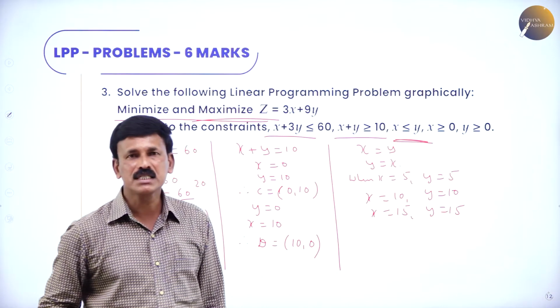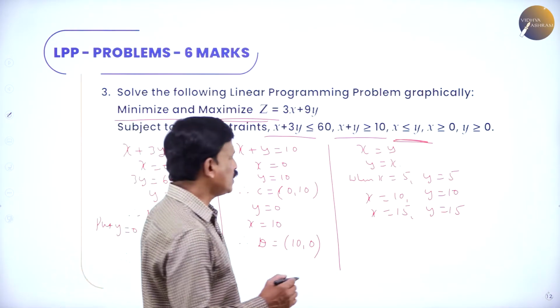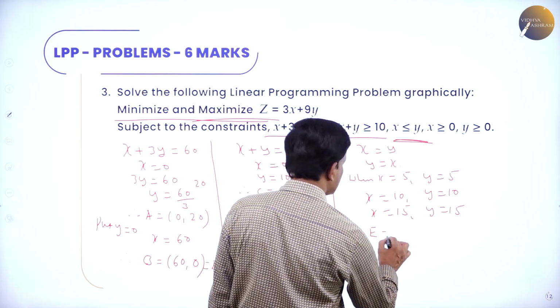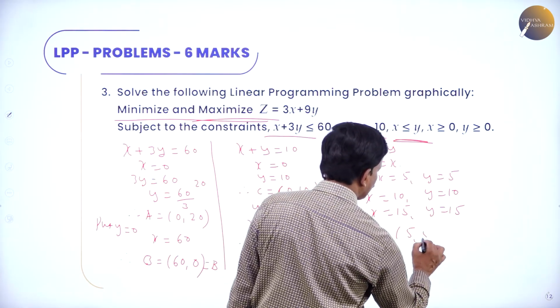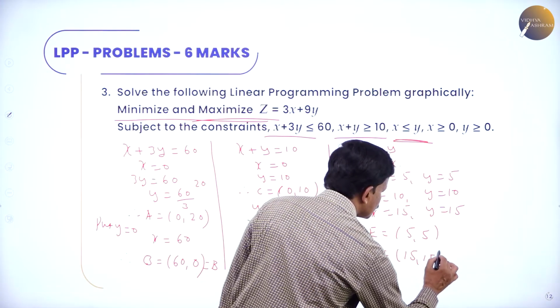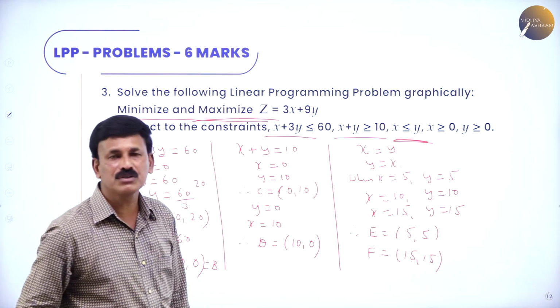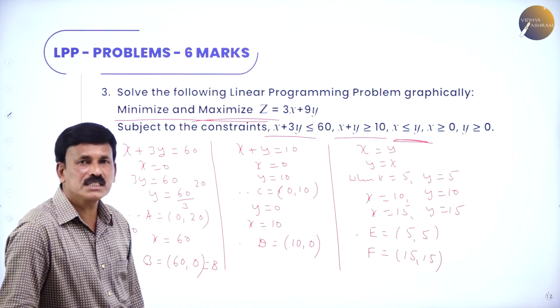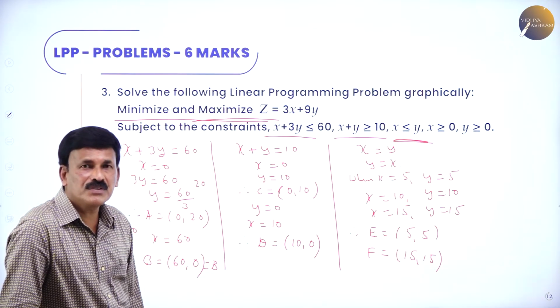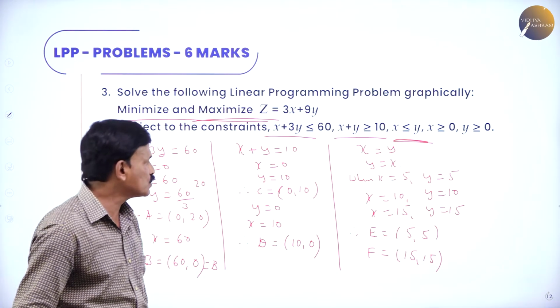Okay. Now let us consider any two points. Let us take E = (5, 5) and F = (15, 15). Let us choose these two points. For y = x, if x is 5, then y is also 5. If x is 15, then y is also 15. So these are the points.